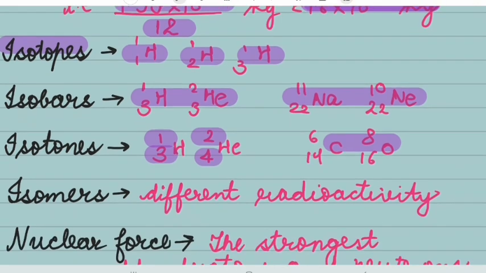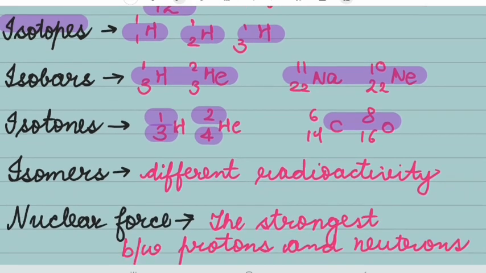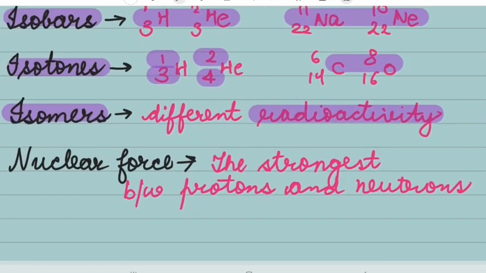Let us talk about isomers. What do we mean by isomers? We have talked about isotopes, isobars, isotones, but these isomers are really different. They have the same atomic number and the same mass number, but their radioactive properties will be different for different elements. Now let us talk about the nuclear force. What is a nuclear force? It is the strongest force in the whole universe, and it exists between the protons and the neutrons.